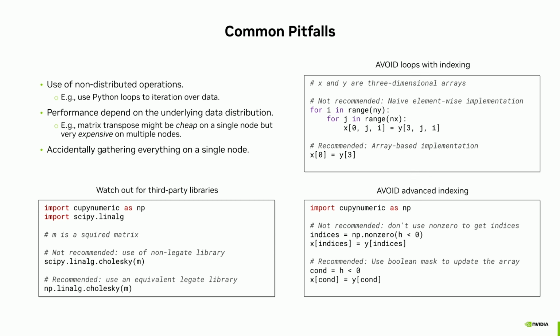But it turns out that if you do that in a distributed setting, it's much more difficult for CuPyNumeric to do this efficiently, because now it has to produce these indices, and that will be a new array distributed between many GPUs. So you end up doing much more communication than you would on a single GPU. In this case, they recommend you should use a Boolean mask instead.